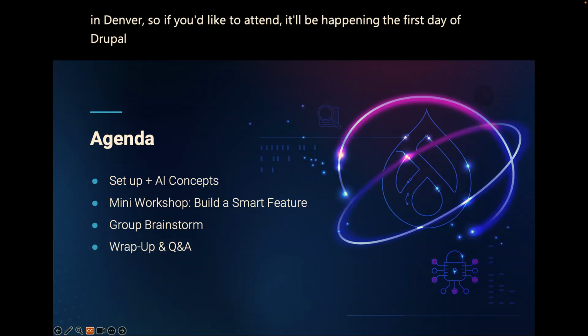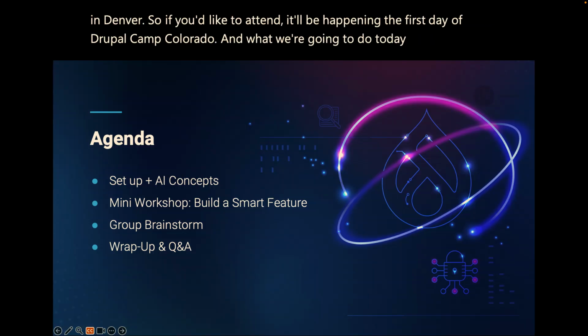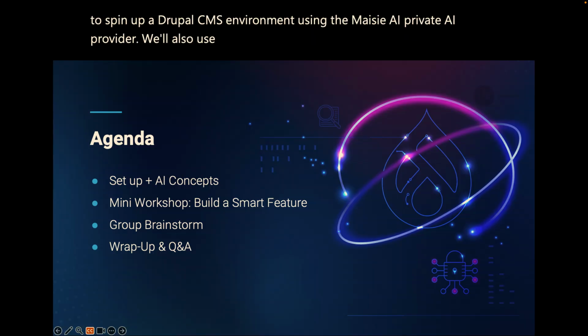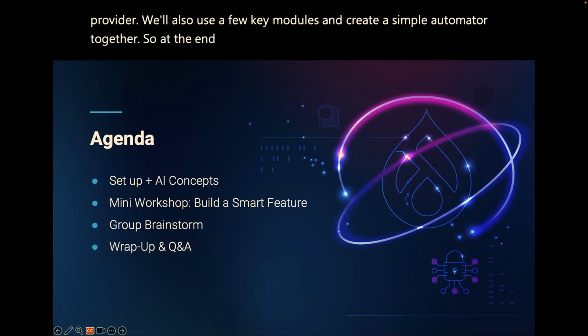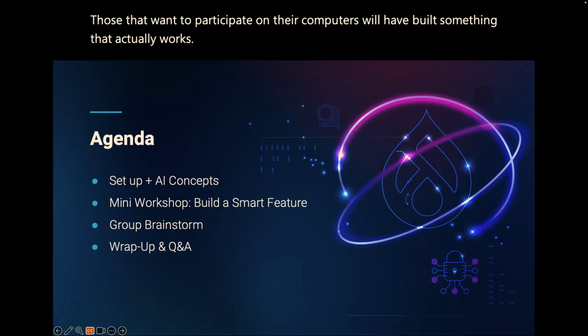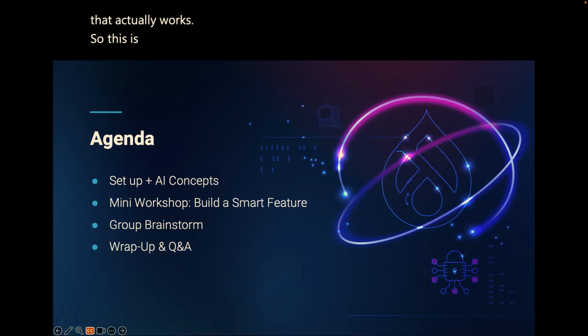And what we're going to do today is spin up a Drupal CMS environment using the amazee.ai private AI provider. We'll also use a few key modules and create a simple automator together. So at the end of all of this, those that want to participate on their computers will have built something that actually works. So this is a session where I really do want you to have your laptops out. I really am going to want you to be looking at them and doing things.